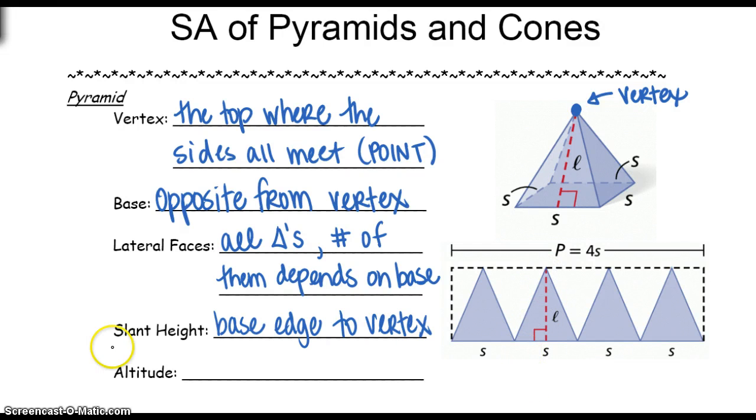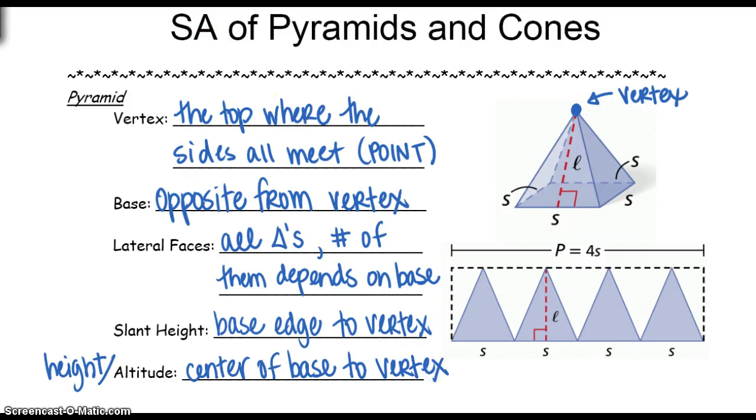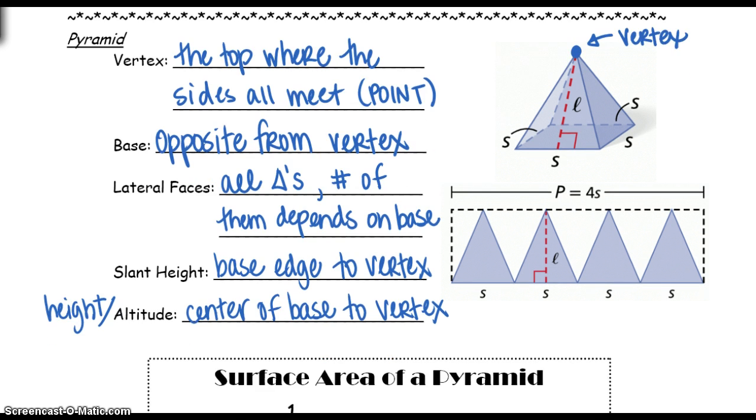Now, the altitude, which used to just be called the height, okay, that goes from the center of the base to the vertex. Center of the base to the vertex. So I just talked about that over here. So vertex to the center of the base. Here's my base, right? That's my base. So center of the base to the vertex, that is going to be your actual altitude or your height. All right, so just don't get it mixed up. Slant height and altitude are 2 different things in these problems.